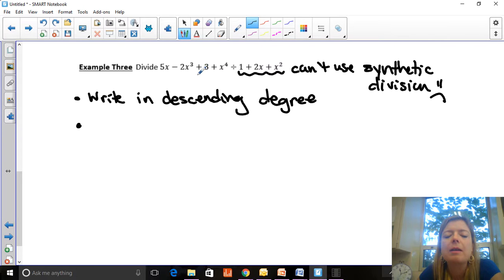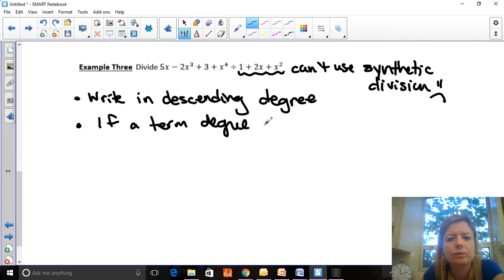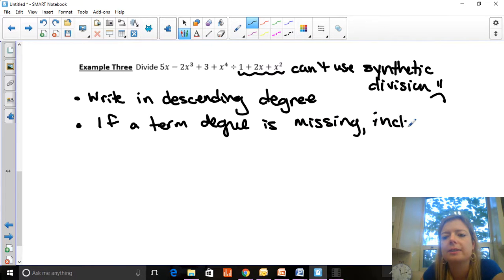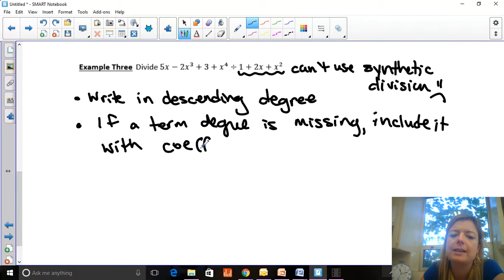So what you have to remember is that there always has to be a placeholder for where the normal descending degree would be. So if a term degree is missing, include it, but just write it with a coefficient of 0 so that the statement still remains true.